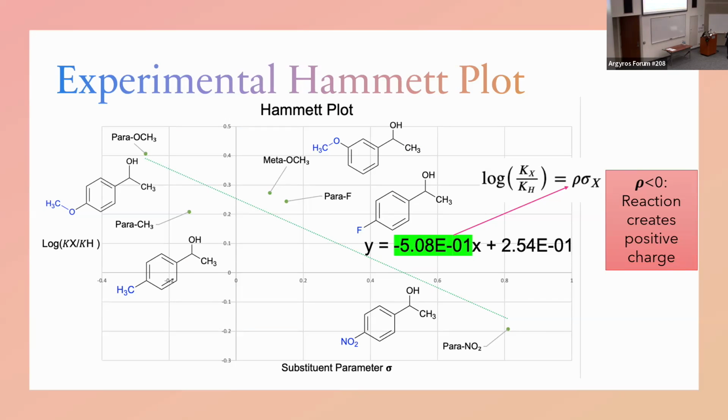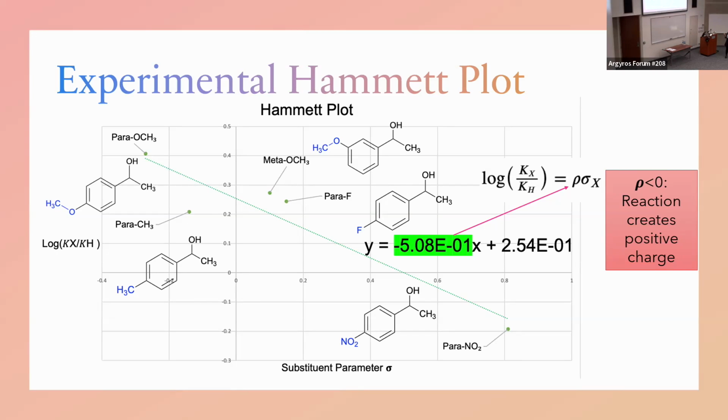And lastly, this is our experimental Hammett plot. We can see that the rho value is essentially the slope of our straight line here, negative 0.51-ish. And surprisingly, we can see that rho is smaller than 0, indicating that the reaction is creating positive charge. A surprising finding.